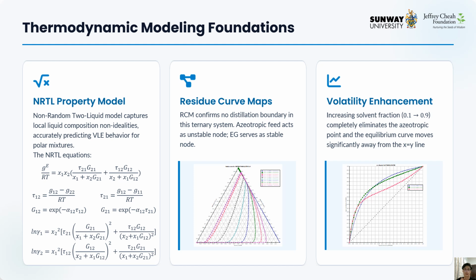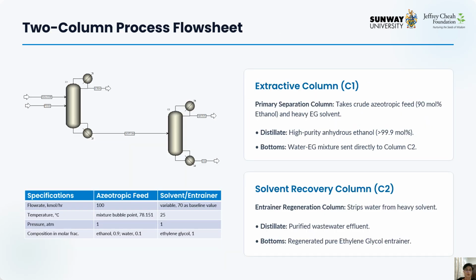Looking at the VLE volatility enhancement plot, increasing the solvent fraction from 0.1 to 0.9 completely eliminates the azeotropic inflection, shifting the curve well away from the x equals y line. And here is our process flowsheet, which consists of two main columns, extractive column C1 and solvent recovery column C2. C1 takes a baseline crude feed of 100 kmol per hour at its bubble point of 78.15 Celsius, along with 70 kmol per hour of heavy ethylene glycol solvent.